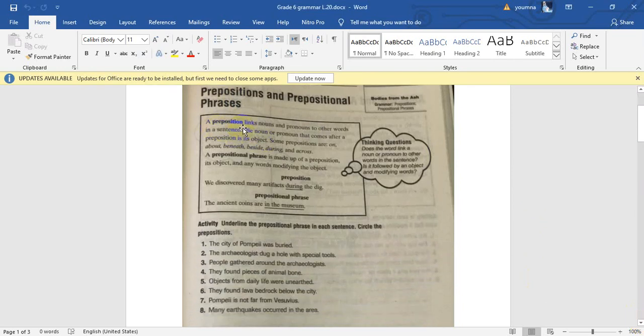A preposition links nouns and pronouns to other words in the sentence. The noun or pronoun that comes after a preposition is its object. So we call it the object of the preposition, but we are going to underline the preposition and the noun or the pronoun that comes after it. It will be a prepositional phrase. So what is the prepositional phrase? A preposition plus a noun or pronoun.